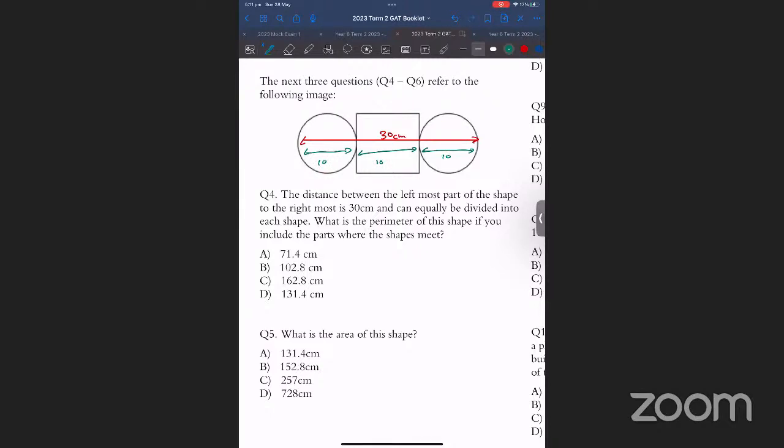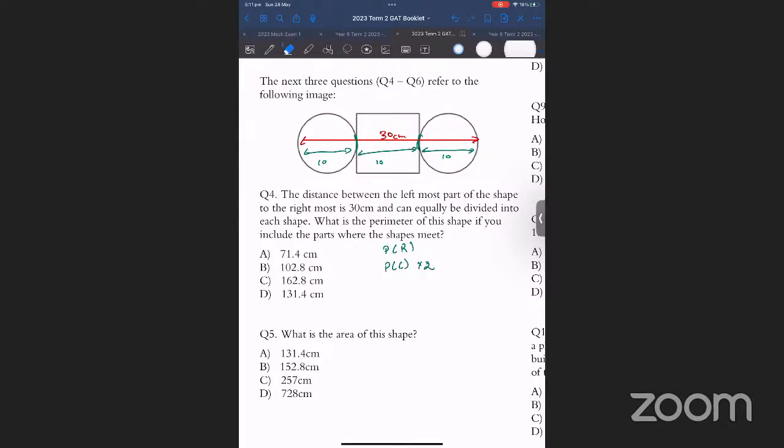So then the question says, find the perimeter of this shape if you include the parts that they touch. So you have to even include these parts where they touch each other. Essentially, all you have to do is find the perimeter of the rectangular shape we have here, find the perimeter of the circle, and then multiply it by 2, because we have 2 circles. Do you guys understand?